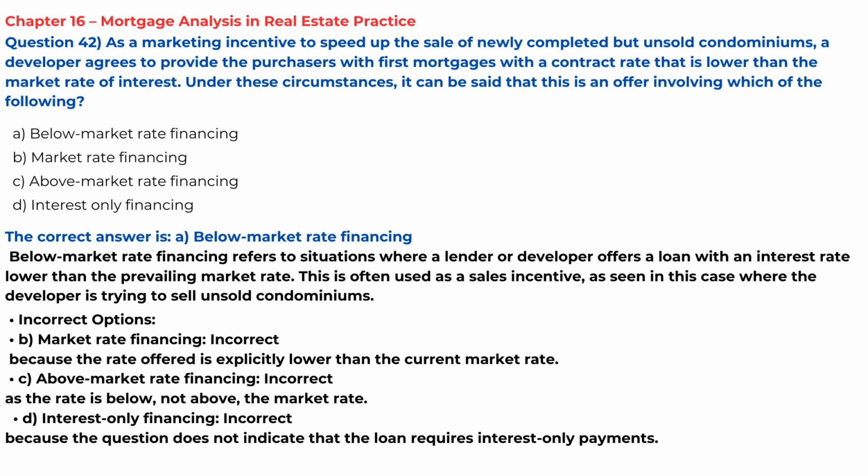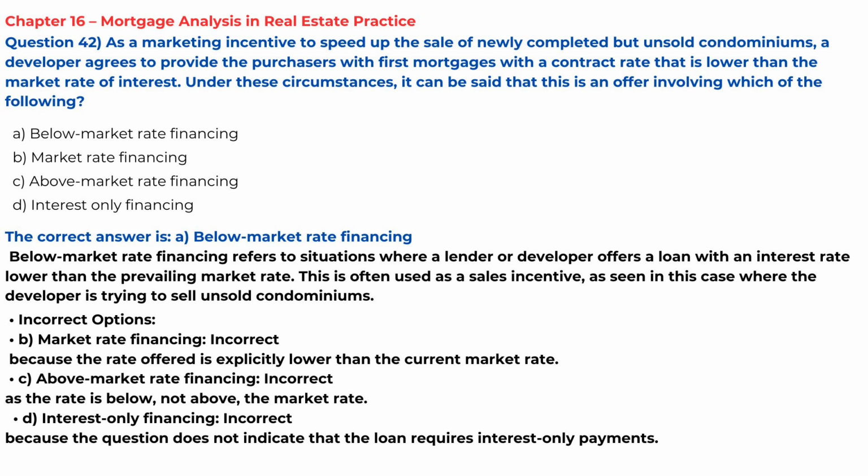Under these circumstances, it can be said that this is an offer involving which of the following? The correct answer is A, below market rate financing. Below market rate financing refers to situations where a lender or developer offers a loan with an interest rate lower than the prevailing market rate. This is often used as a sales incentive, as seen in this case where the developer is trying to sell unsold condominiums.